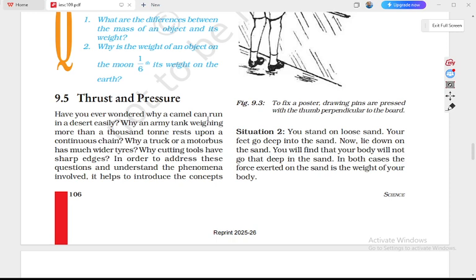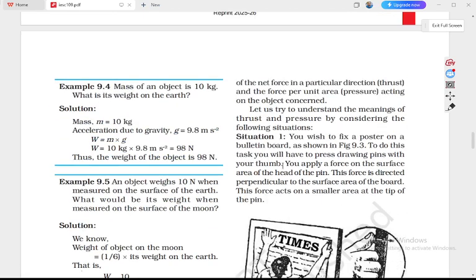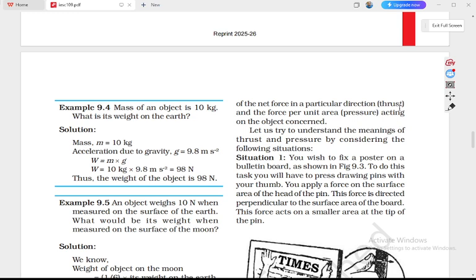Have you ever wondered why a camel can run in a desert easily, why an army tank weighing more than 1,000 tons rests upon a continuous chain, why a truck or a motor bus has wider tires, why cutting tools have sharp edges? In order to address these questions and understand the phenomena involved, it helps to introduce the concepts of the net force in a particular direction, that is thrust. Net force in a particular direction is called thrust, and the force per unit area acting on the object concerned is pressure. Let us try to understand the meanings of thrust and pressure by considering the following situations.